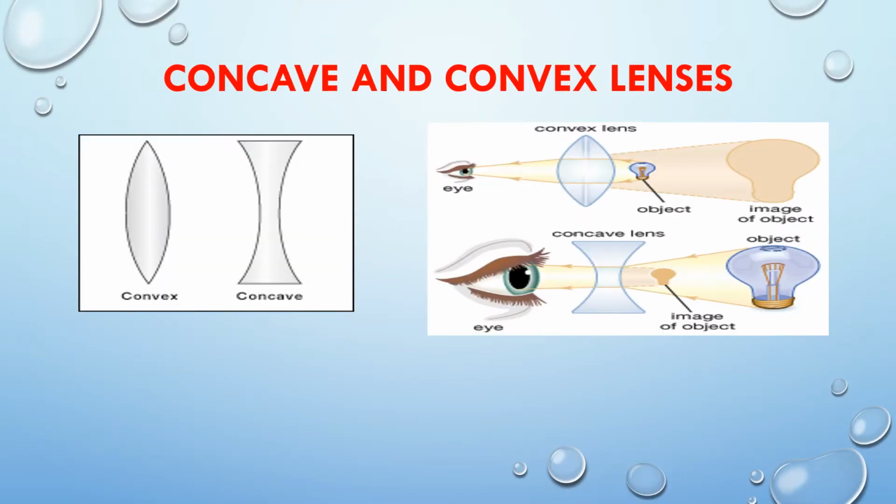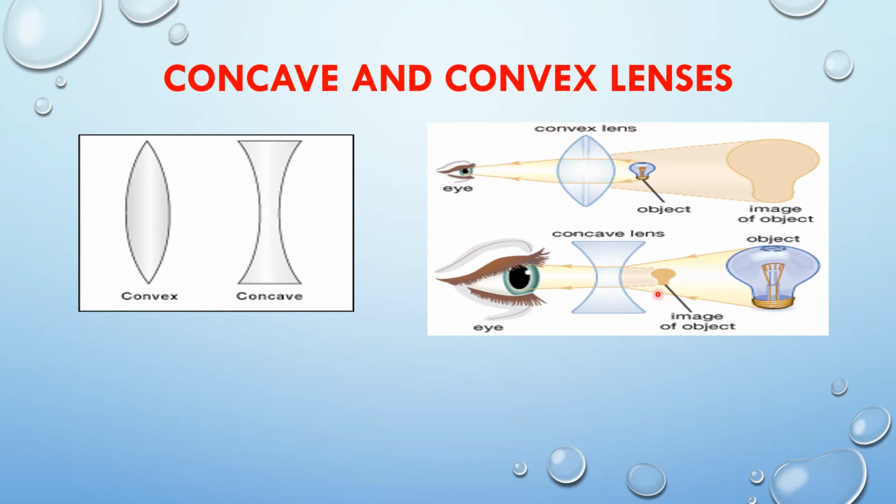Lenses are of two types. We know very well, convex and concave. For convex, if the two surfaces of a lens are convex, it is said to be a convex lens. For concave, if the two surfaces of your lens are concave, it is said to be a concave lens. A convex lens is thick at the middle and thin at the edges. But a concave lens is thin at the middle and thick at the edges. This is the best example and difference for this.